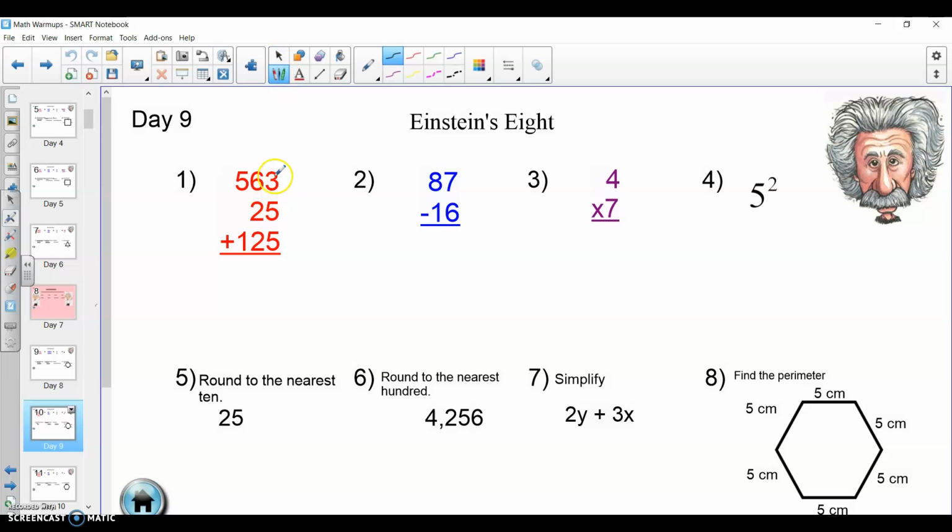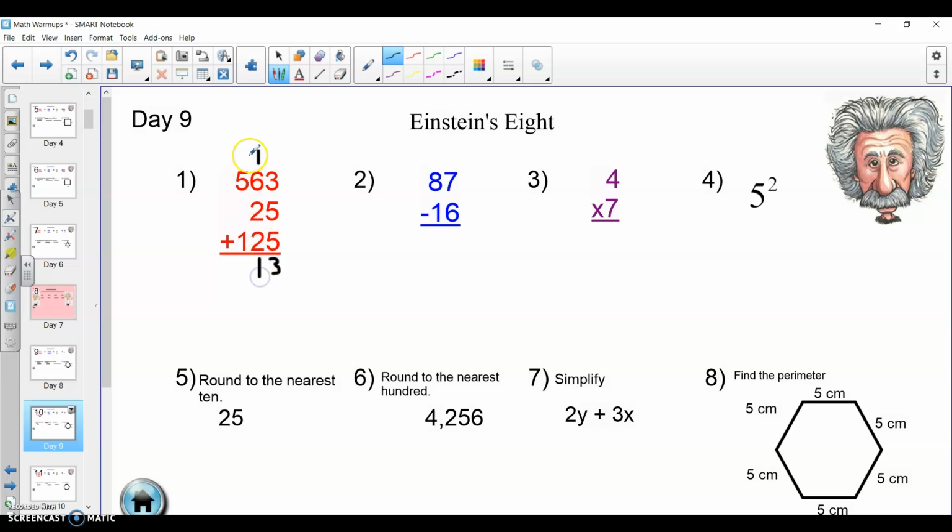All right, number one, 563 plus 25 plus 125. So in the ones, you have 5 and 5 is 10 plus 3, and that gives you 13. And because you still have digits in the tens column, or to the left, you're going to carry your 1. What is 6 plus 2 plus 2? 10 plus the 1 now, 11.